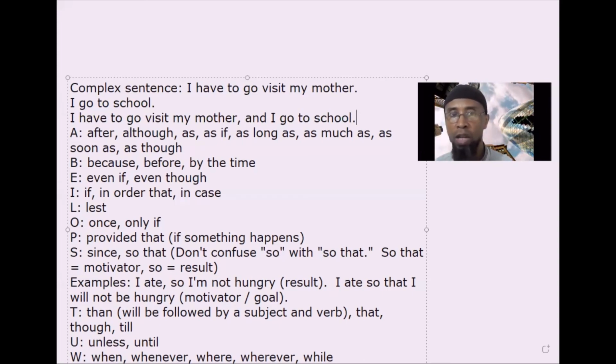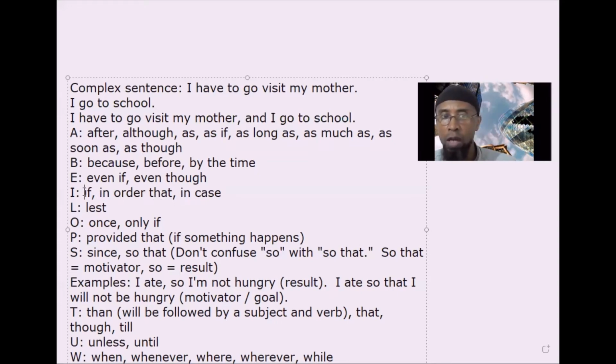You're going to have to use one of these conjunctions that you see here: after, although, as if, as long as, as much as, as soon as, as though, because, before, by the time, even if, even though, if, in order that, in case.